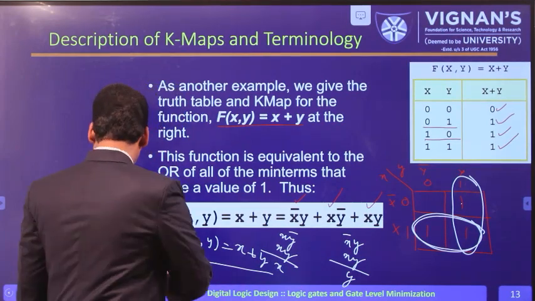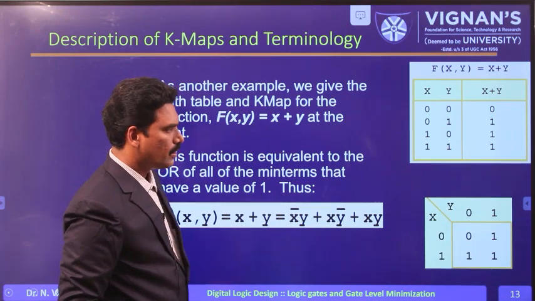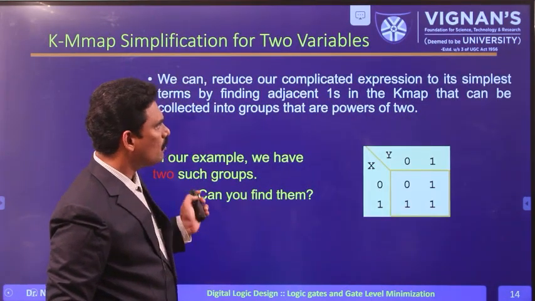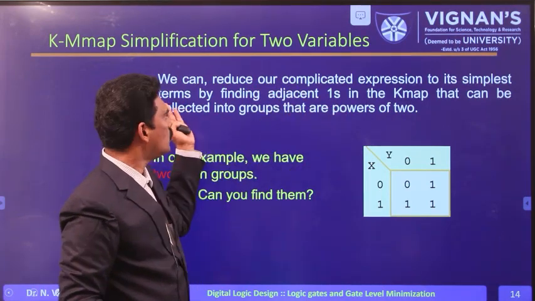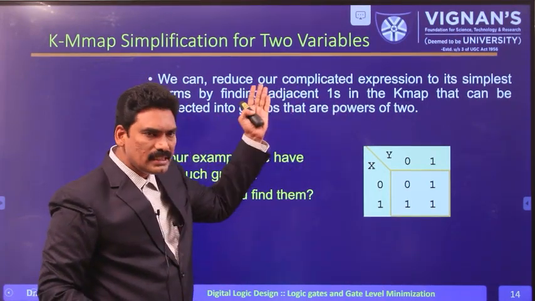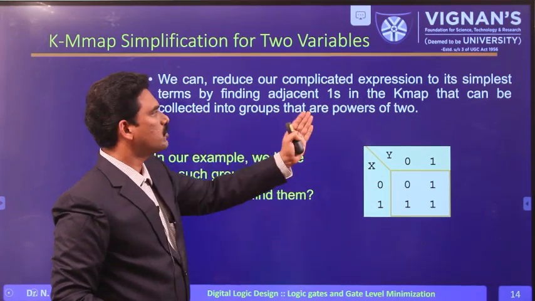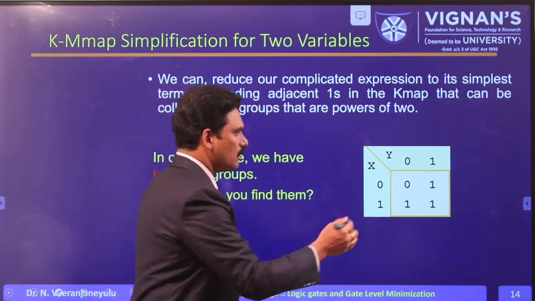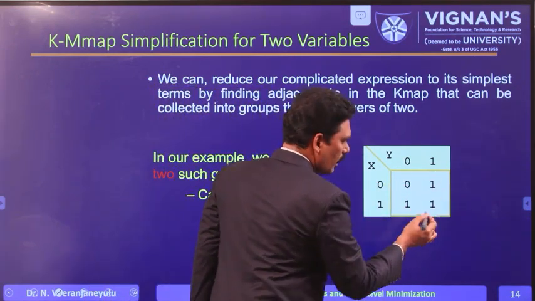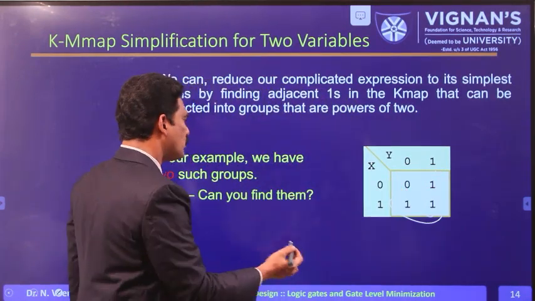So the expression is this one. This is what we are going to simplify. We can reduce our complicated expression to its simpler terms by finding adjacent ones in the K-map, which can be collected into groups of powers of 2. So what we have done? We have done like this, and we have also done like this. So what is the expression for this?